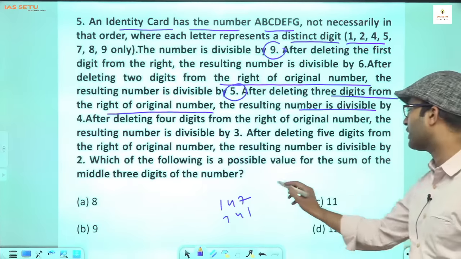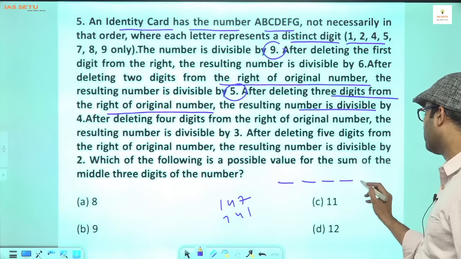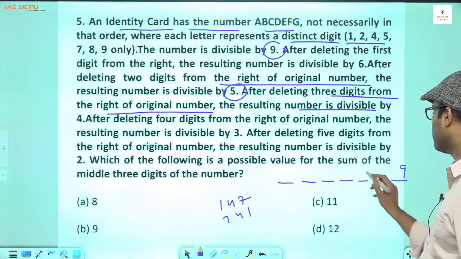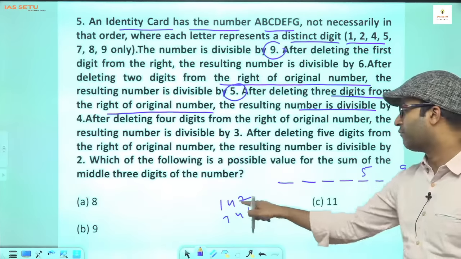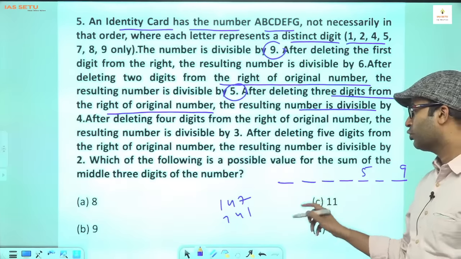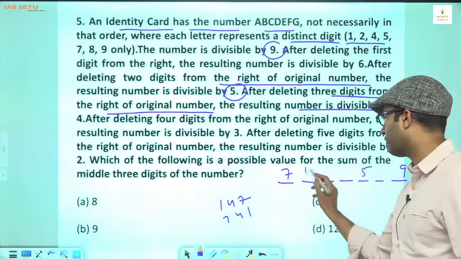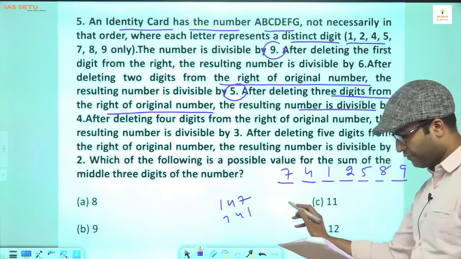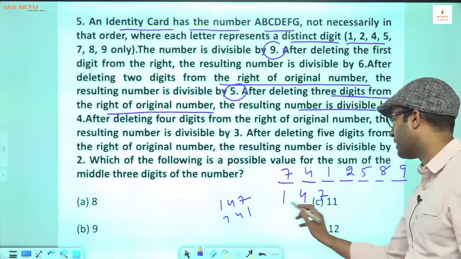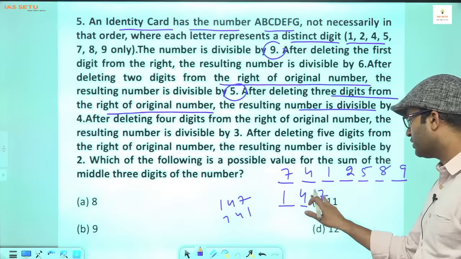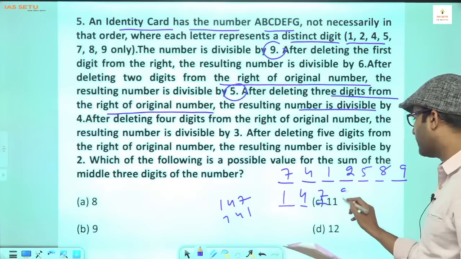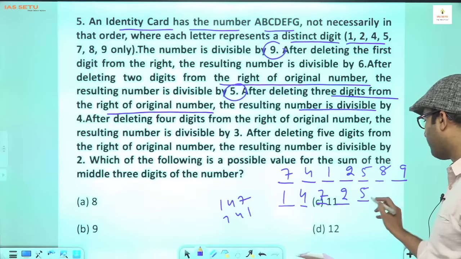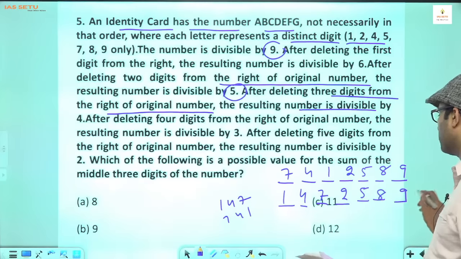So we are getting 2 possible values: the 3rd 4th 5th 6th 7th positions, it has to be 9, it has to be 5, and here we have 1 4 7 or 7 4 1. So we have one number, 7 4 1 2 5 8 9, and one more possibility, 1 4 7, because it is divisible by 2, this is divisible by 3. After that it has to be divisible by 4, divisible by 5, divisible by 6, divisible by 9.